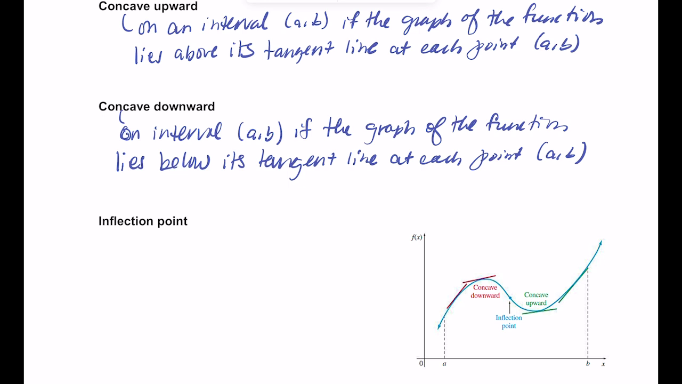Now you can see in this graph, it's concave downward and concave upward in that interval from A to B. So at some point, the graph switches concavity, and the place where it switches concavity or changes concavity is called the inflection point.